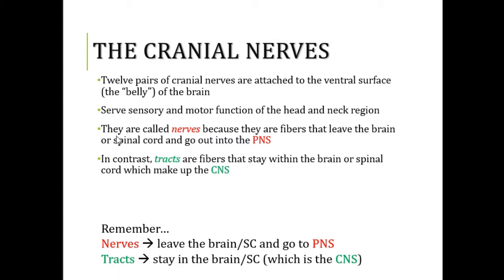Important to contrast is that they're called nerves because they are fibers that leave the brain or the spinal cord and go out into the peripheral nervous system, while tracts are fibers that stay within the brain or spinal cord, which make up the central nervous system. So a nerve leaves the brain, a tract stays in the brain; nerve, peripheral nervous system; tract, central nervous system. A good example of a nerve versus a tract is the optic tract versus the optic nerve. The optic tract will stay within the central nervous system, while the optic nerve will transmit information outside of the brain. I will identify this a little bit later.